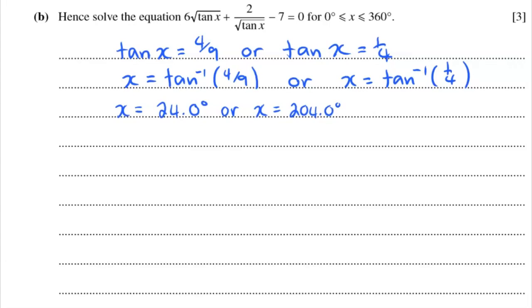And for a quarter, we're going to get, better start writing a little smaller, x is equal to 14.0 degrees. But we need another answer in the third quadrant, so we add it to 180, and we'll get x is 194.0 degrees. Just slipped it in.